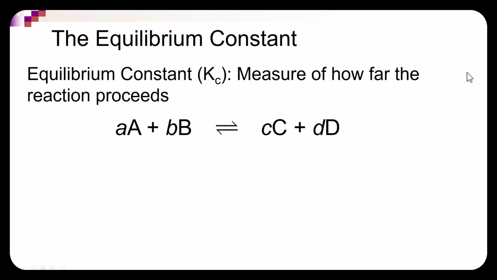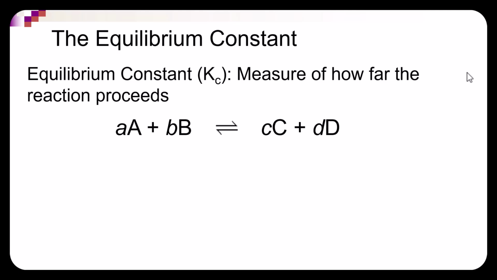So equilibrium constant K is a measure of how far a reaction proceeds, okay? So when we're given a value, a number for K, we can tell a little bit more about that reaction. It tells us what that reaction looks like at equilibrium.